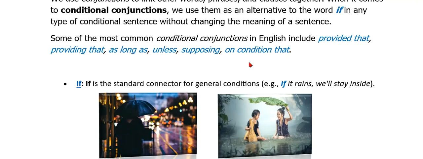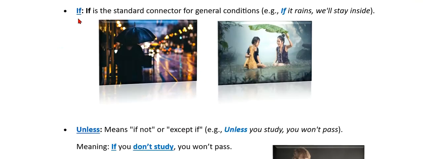The first conjunction that I want to talk about is if. If is the standard connector for general conditions. For example, if it rains, we'll stay inside. We can use if in different types of conditional sentences, conditional type 1, type 0, type 2, type 3. In every type we can use if, and it is the standard connector for general condition.